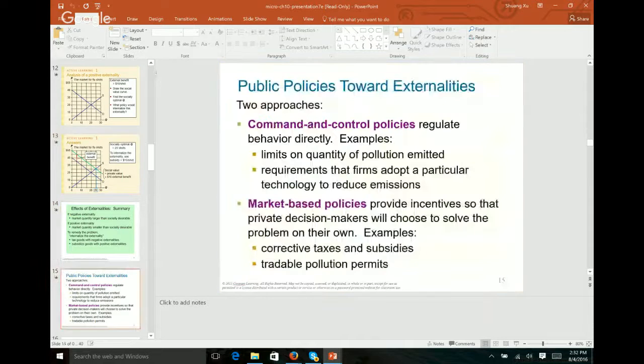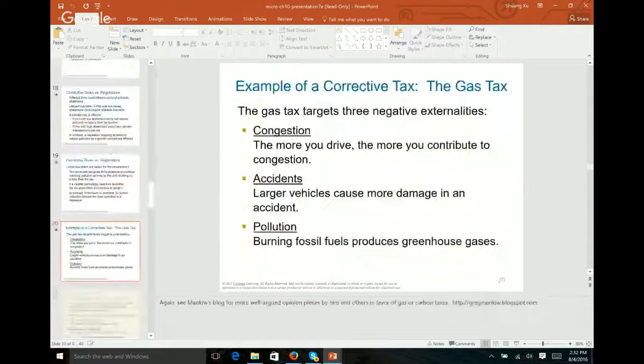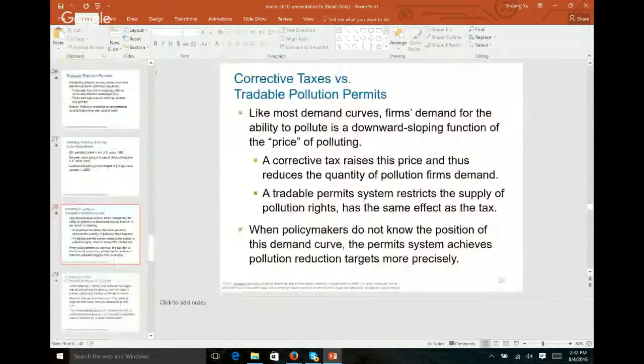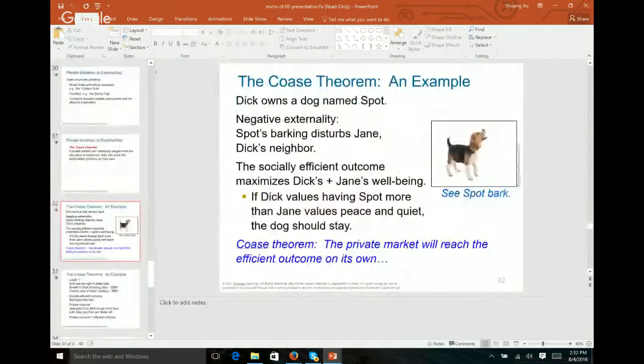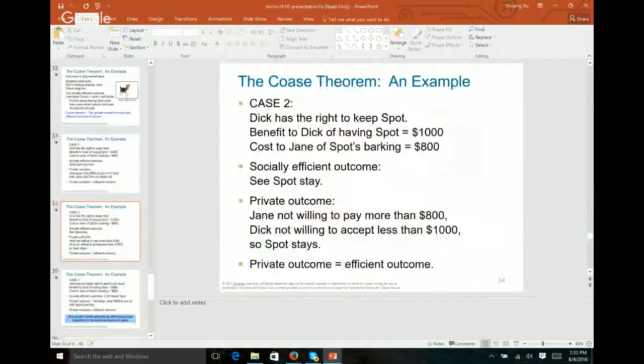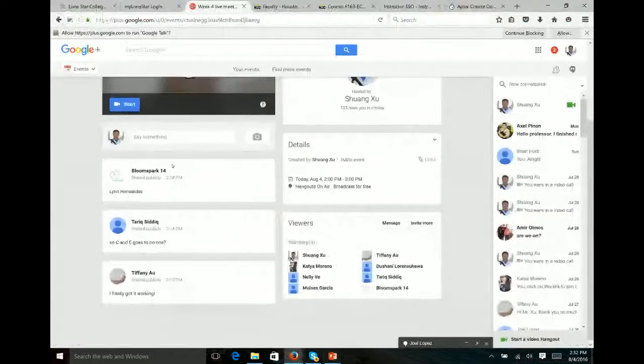All right. Let me see what else I need to know. I think that's it for chapter 10. Chapter 10 is not that much stuff, just the definitions. Let's look at chapter 11.